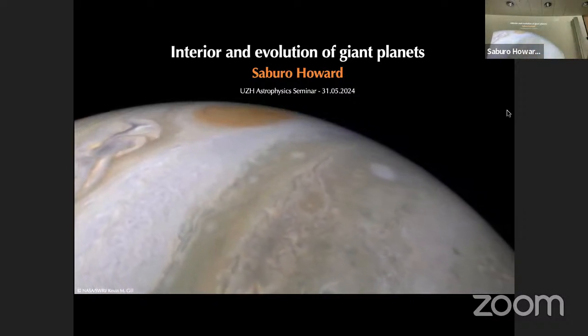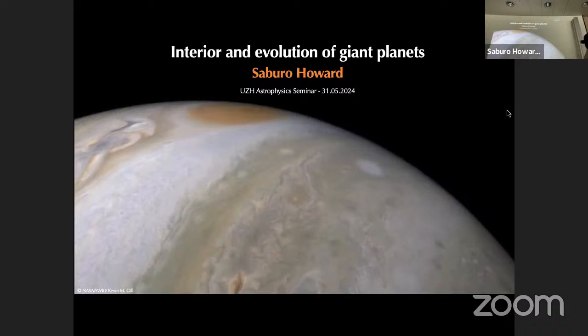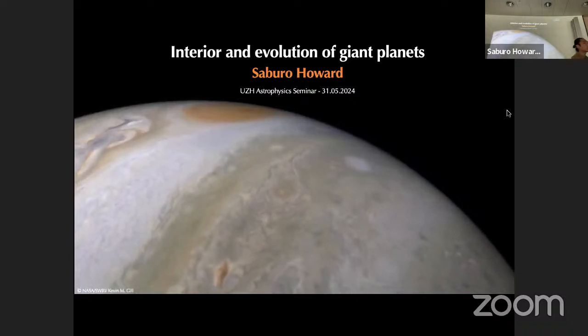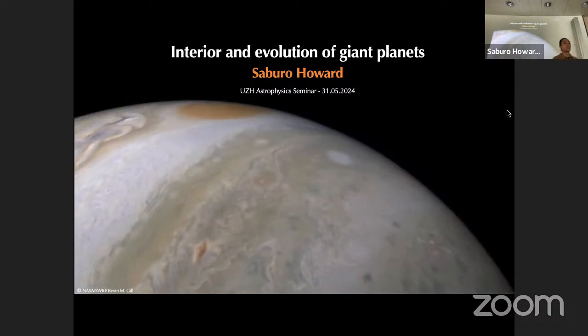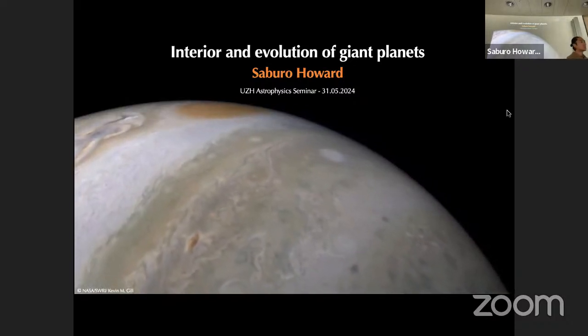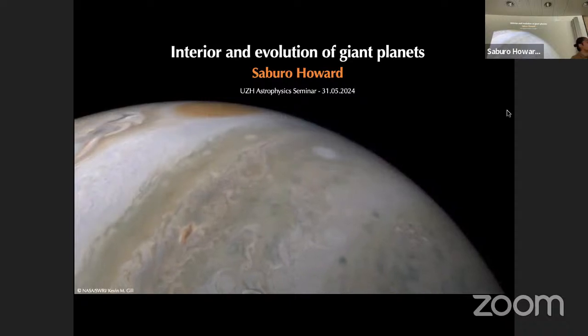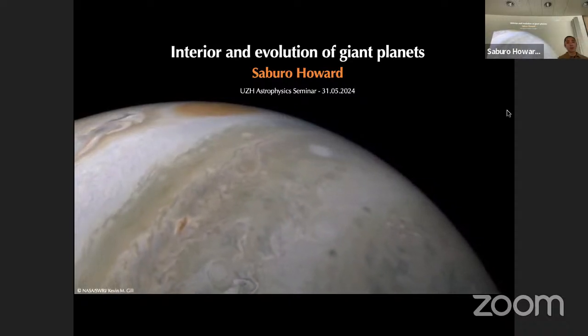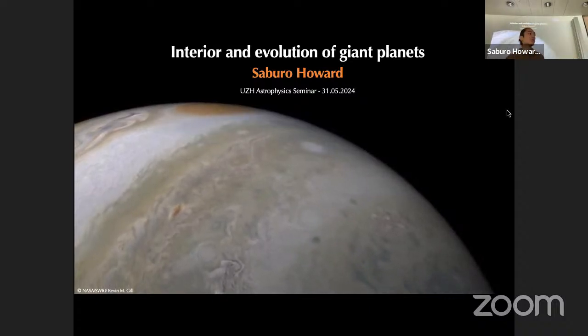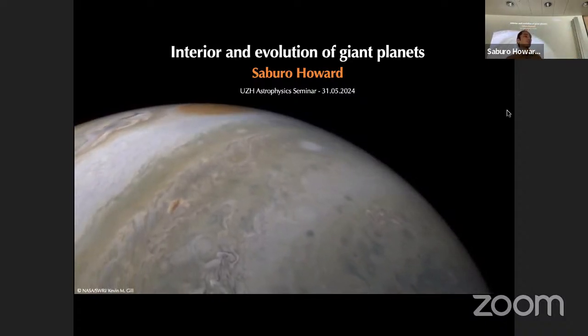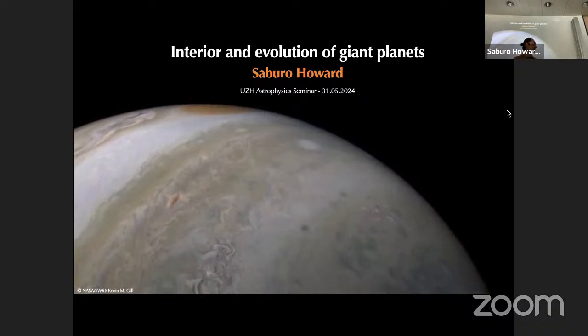And so to understand what's inside Jupiter, what we do is that we make models that are constrained by the gravity field of the planet, which is measured by a space mission called Juno. The Juno spacecraft has been orbiting Jupiter since 2016 and will continue up to 2025.